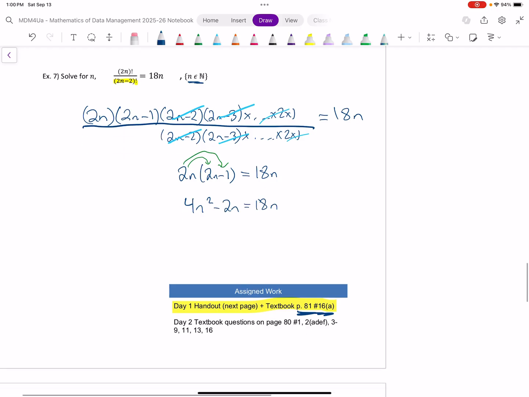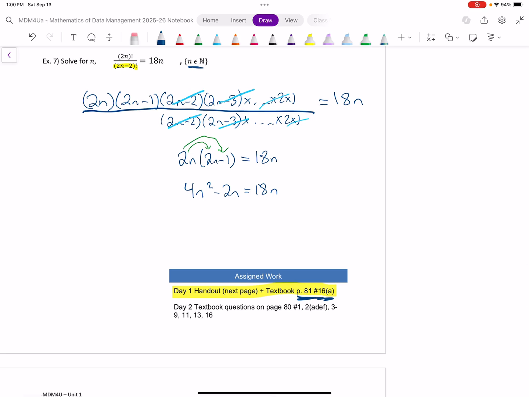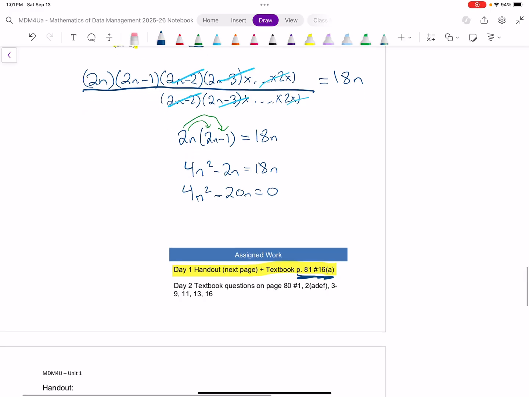In order to solve, I have to move everything over to one side. So I'm going to move the 18n over. That becomes minus 2n minus 18n, which is minus 20n, equal to 0. Then I've got a quadratic, so I need to factor in order to solve this. Look for a common factor first. I can pull out 4n. That leaves n minus 5, all equal to 0. So ultimately, this gives a factor of n equals 0, and this gives n equals positive 5.